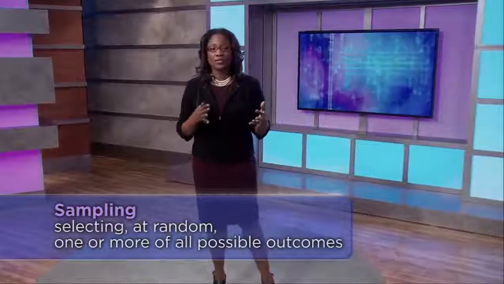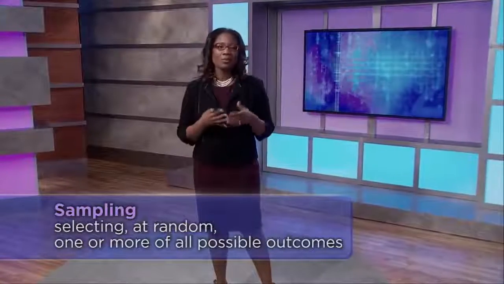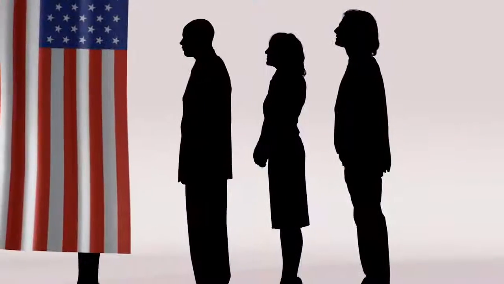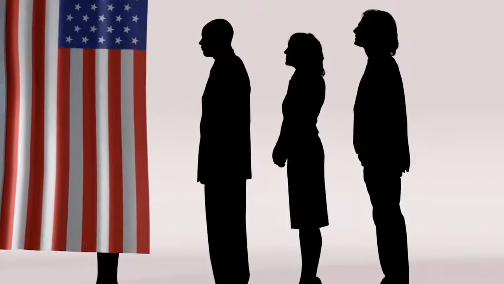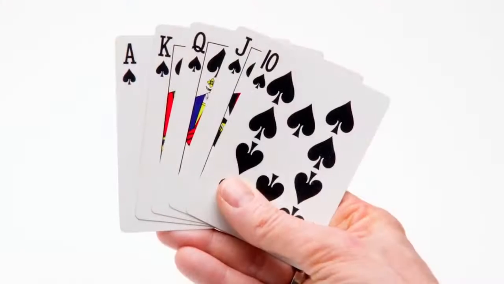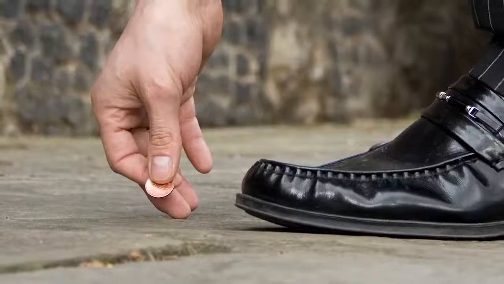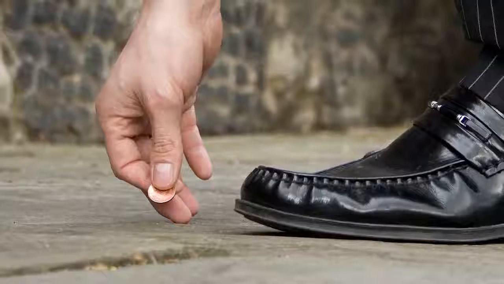This lesson is going to give you a strong foundation in probabilistic reasoning and the basic tools needed to make sense of it all. We first start with sampling, which refers to selecting at random one or more of all possible outcomes. So for example, selecting a random sample of Americans for a political poll, or maybe even drawing a hand of 5 cards out of a deck of 52, or finding 10 pennies on the sidewalk and recording their ages. Sampling helps us draw inference about the larger population of outcomes.